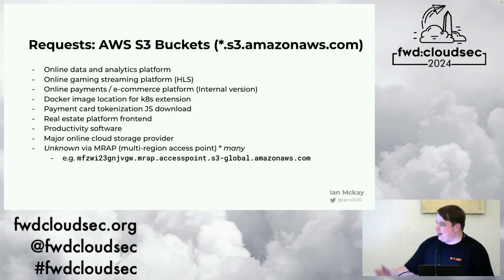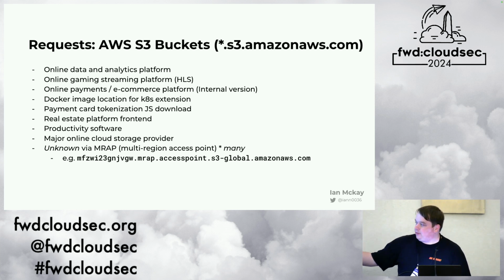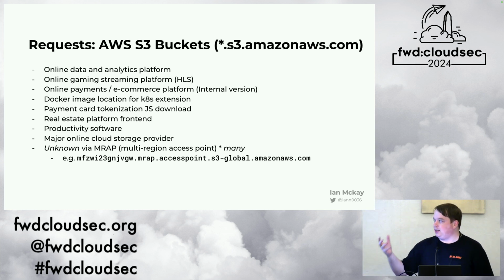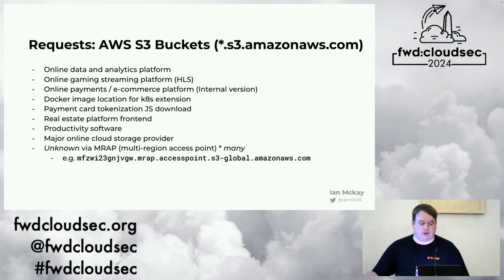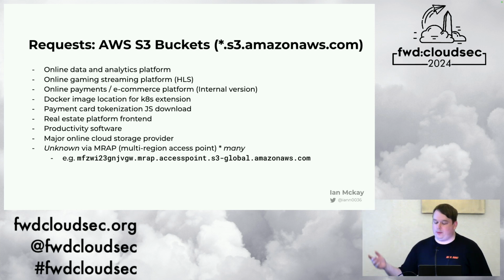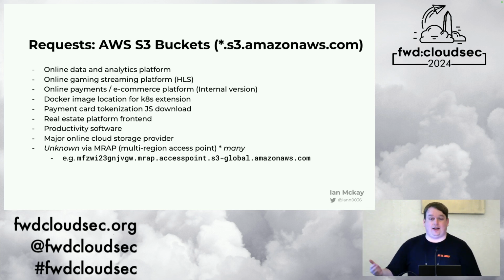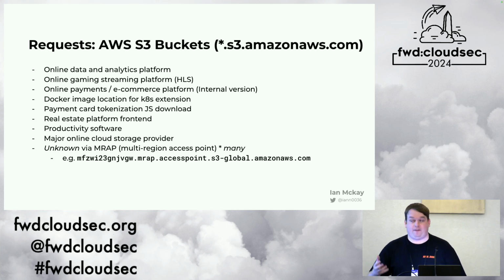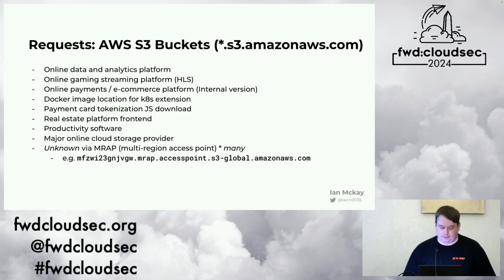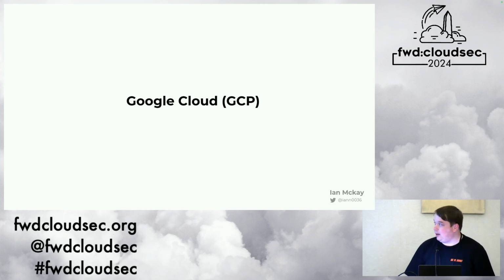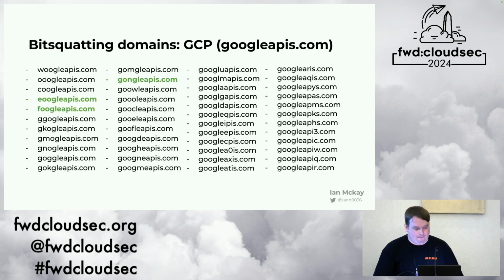One more thing was that these MRAP endpoints, these multi-region access points, were very interesting. They are naturally obfuscated because of the way the service works. One interesting quirk in this is that every single one of these start with the letter M. That is not something I knew about the service, but I found in the data that I was capturing. Funny service quirk there. Finally, I want to talk about GCP.